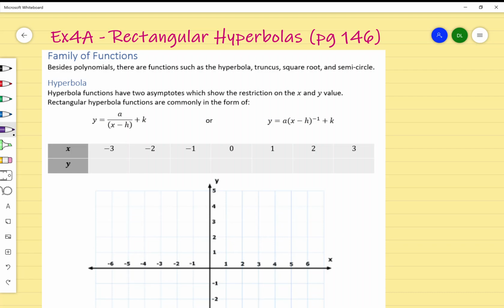Today we're looking at exercise 4A on rectangular hyperbolas. Now this is actually a concept we've looked at in the past, albeit under a different name. In the past we looked at why x over 0, or anything over 0 I should say, does not equal 0, infinity or negative infinity, but rather is an undefined value.